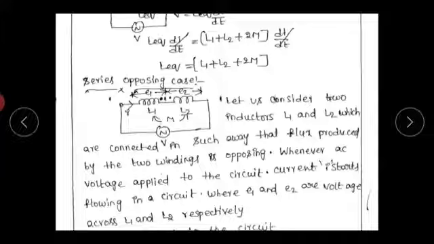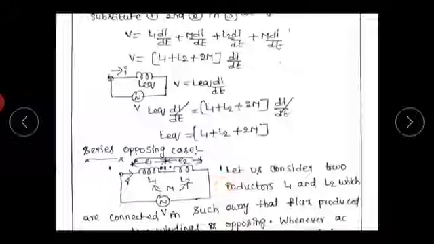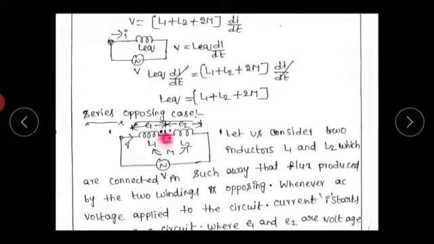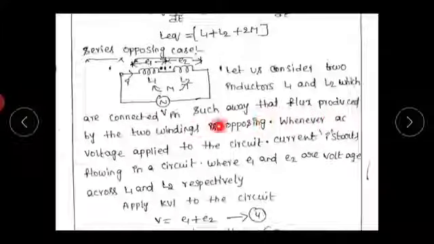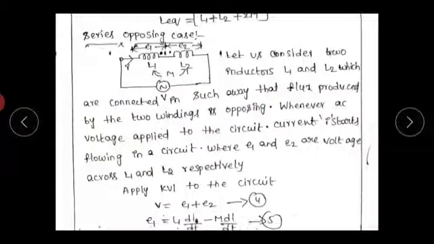In the previous case, in the first inductor the current entered from the first end, and similarly in the second inductor the current also entered from the first end. Here, in the first inductor the current enters from the second end, and in the second inductor the current enters from the first end. So this connection is called series opposing connection. Here also the current flowing through the two inductors is the same. So let us consider two inductors L1 and L2 which are connected in such a way that the flux produced by the two windings is opposing.